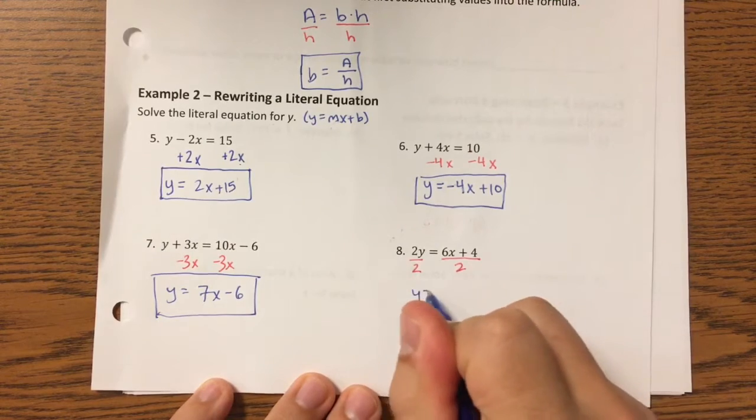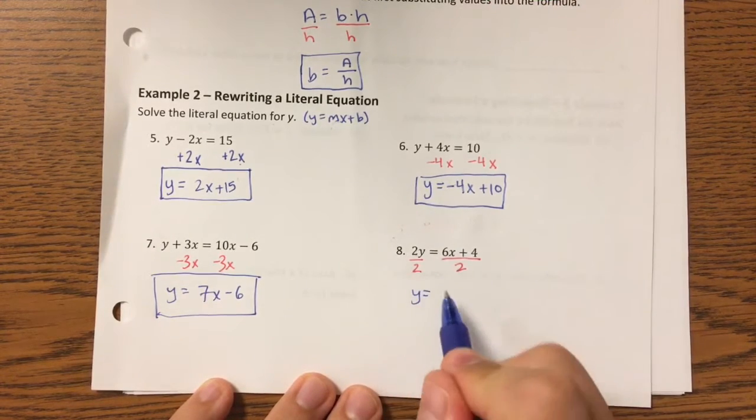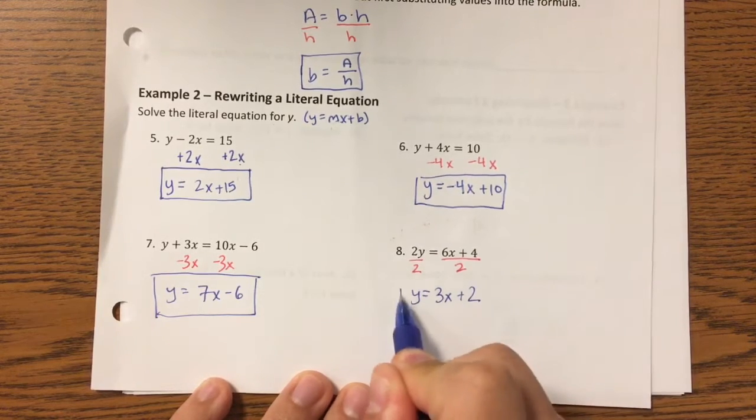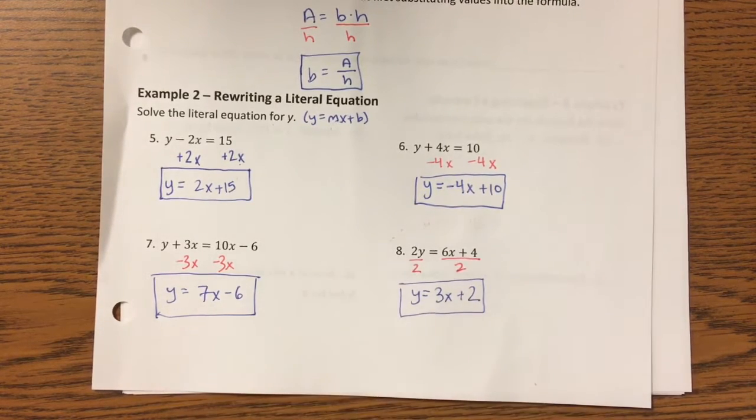So that would give me y equals 6 divided by 2 is 3, so 3x. 4 divided by 2 is 2, so you get 3x plus 2. So don't be tempted to just divide one of these by 2. You need to divide every single term.